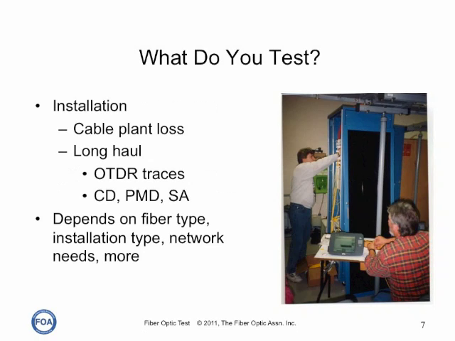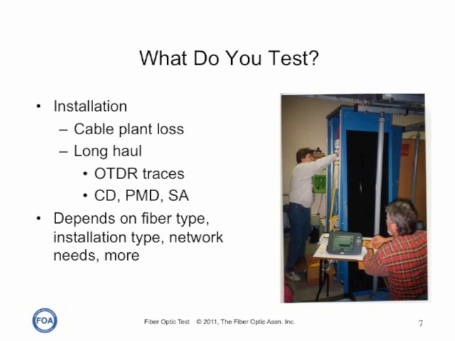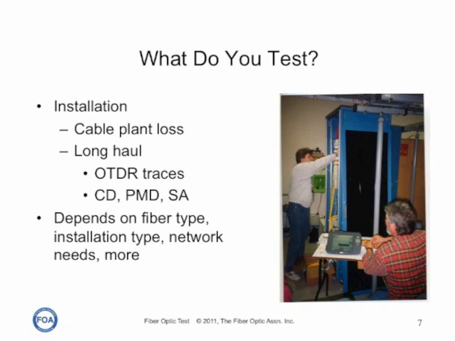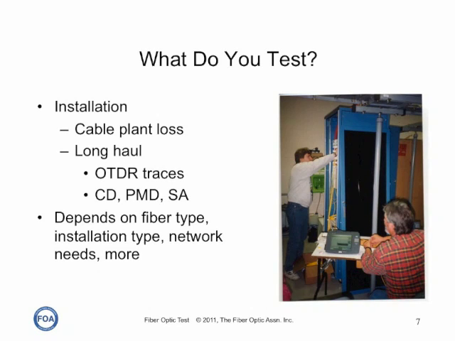The installer is going to look at the end-to-end cable plant loss, which will include all of the fiber, all of the connectors, all of the splices, all of the patch cords, everything that builds up the end-to-end cable plant that they'll be running their communication system on. For long-haul networks, they'll typically shoot OTDR traces so that there'll be a record of what the cable plant looks like, so if in the future they need to do restoration or troubleshooting, they have a record.